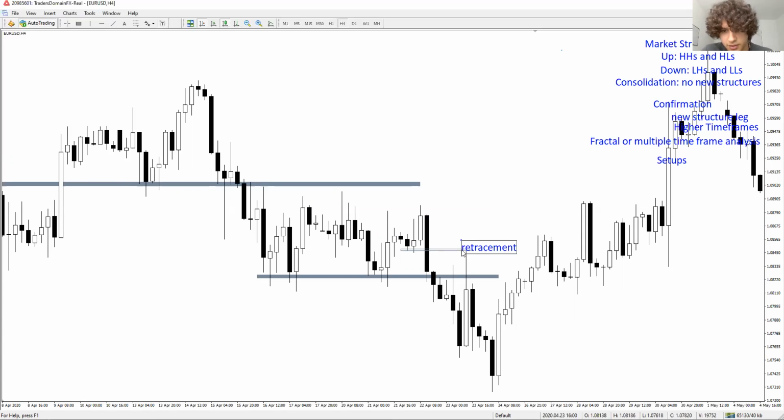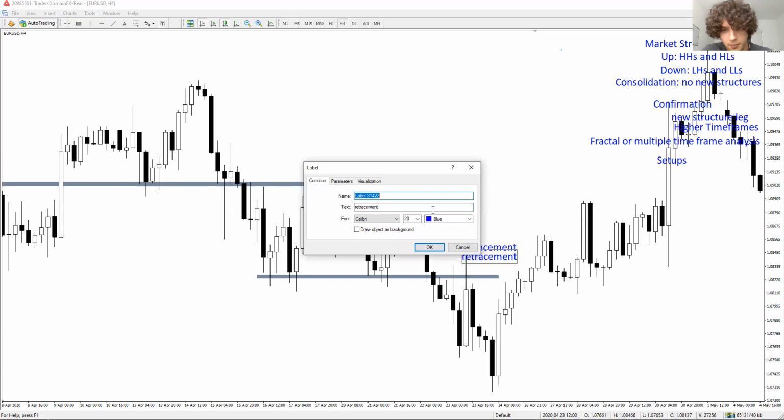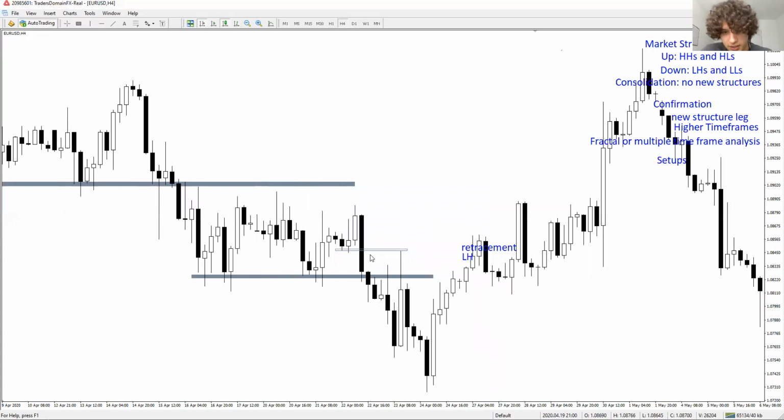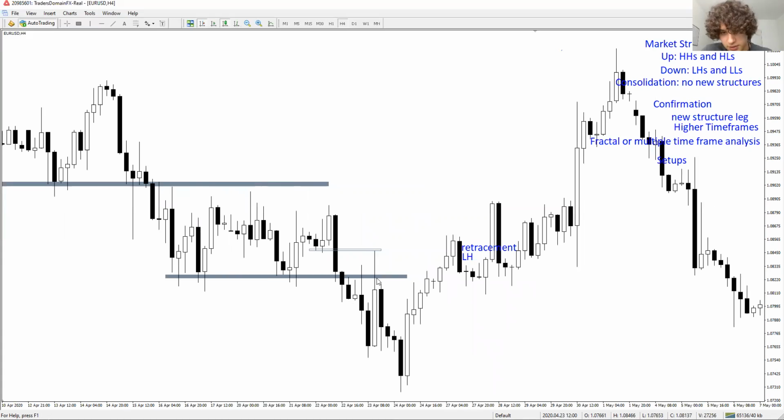This whole area is your lower high. Essentially, we want to see the same thing as over here. What happened? So price came up and then it closed below.